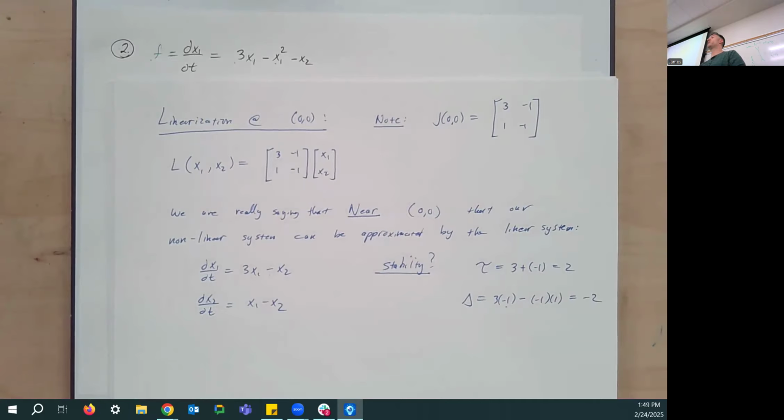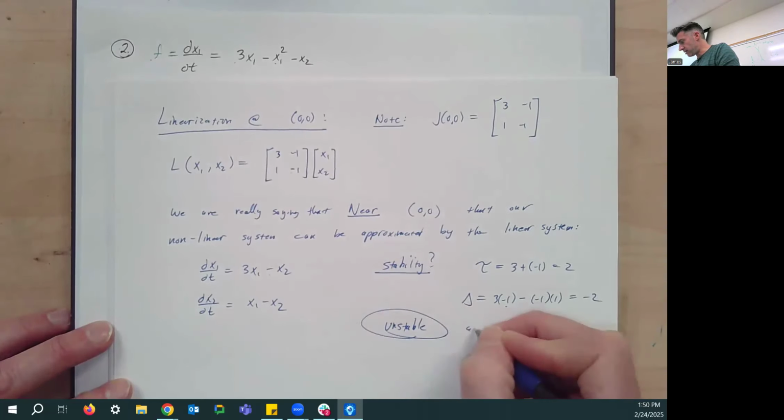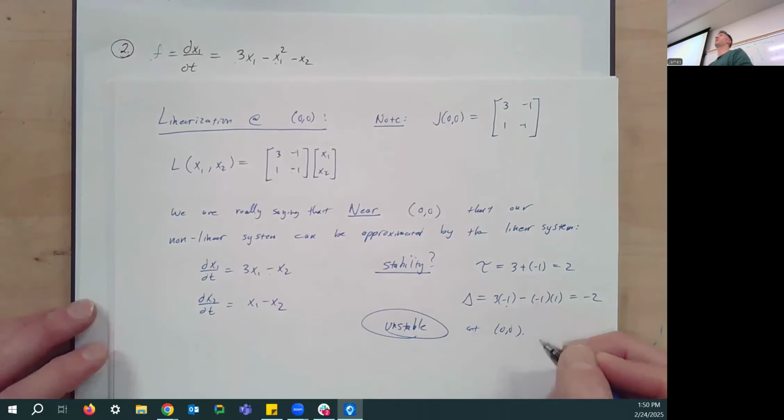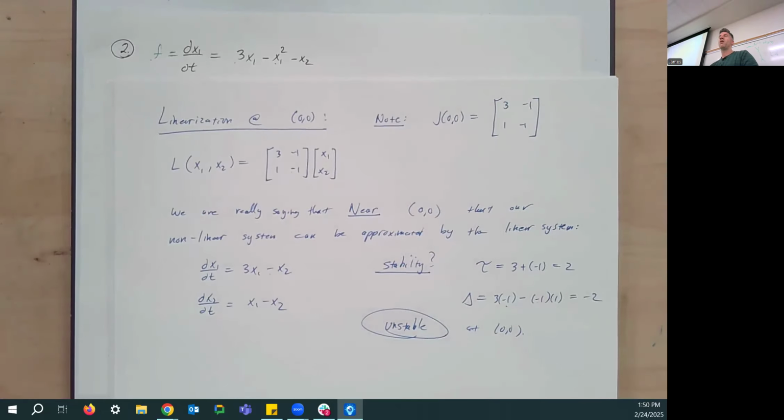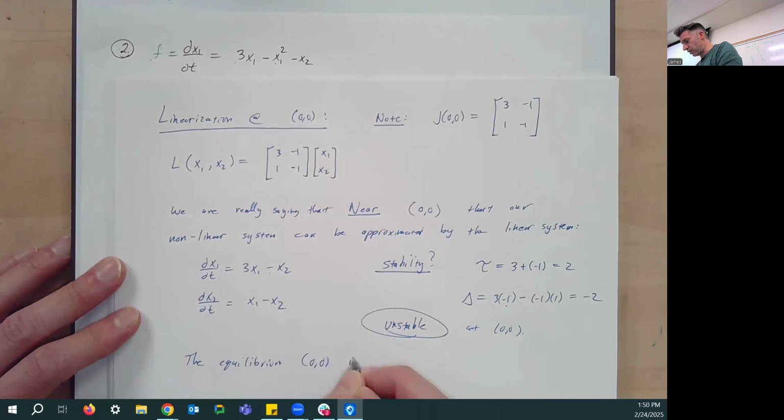So if we were dealing with a linear system, we would say that we had an unstable node. Since it's a nonlinear system, we're just going to say it's unstable at 0, 0. Or really, the words here, I'm failing you kind of. What we say is the equilibrium 0, 0 is locally unstable. So let me rephrase that. The equilibrium 0, 0 is locally unstable.